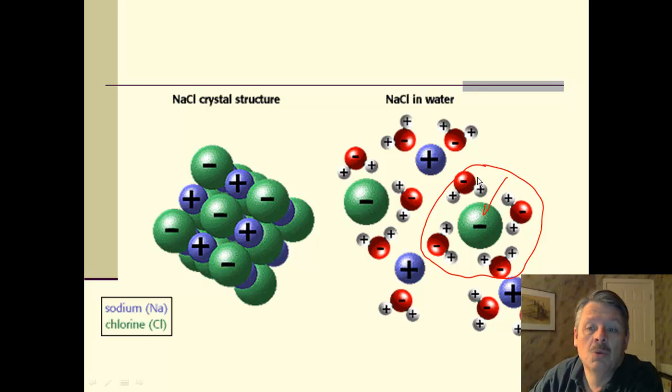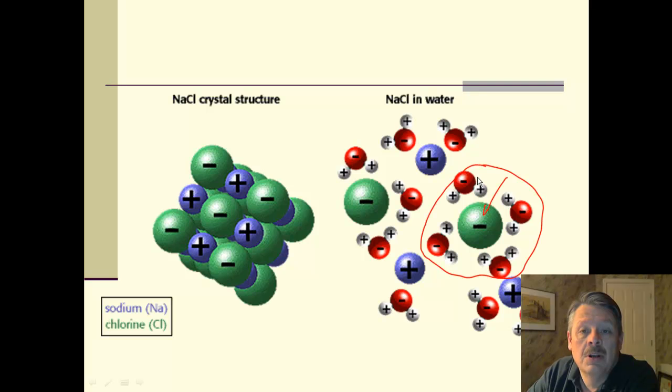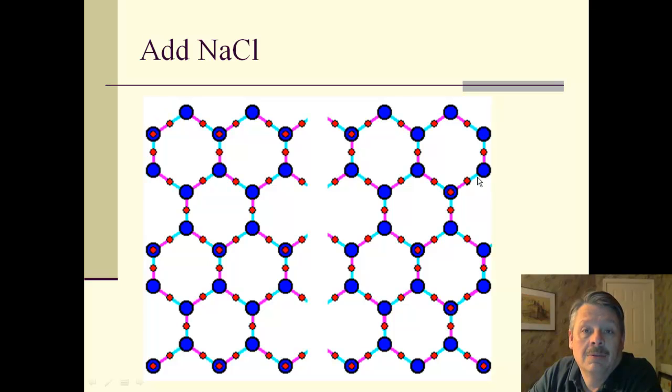The water molecules, which normally would line up this way, can't line up that way because there's salt in the way, because they're more attracted to the salt than they are to each other. So as a result, this stops the water from freezing. It means the water has to be colder to actually freeze, or it stays a liquid longer as you cool it down. Take your pick either way.